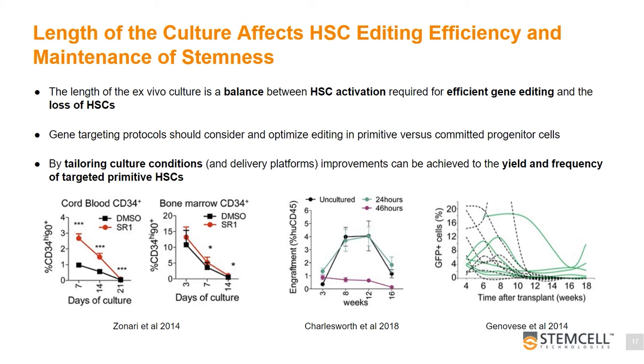And Genovese et al., demonstrating a challenge of decreasing editing frequency and persistence of editing effect when moving up the progenitor hierarchy, and highlighted on the far right graph, early versus late engraftment potential and its persistence. However, several groups have shown that by tailoring culture conditions, as well as delivery platforms, improvements can be achieved to the yield and frequency of targeted primitive cells.